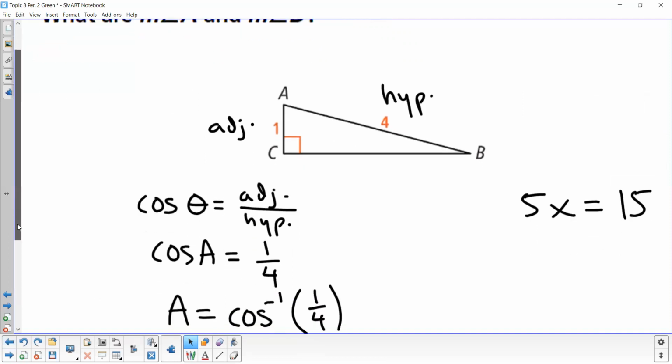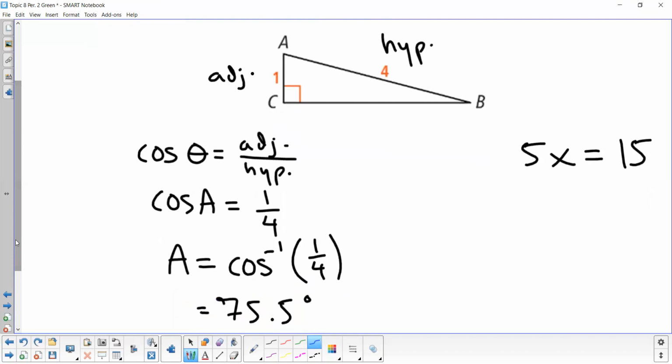Now we need to get angle B. Do we need to use trig though? That's 75.5 and it's a right triangle. This is just 14.5, right? Now, I'm no fortune teller, but I bet if you hit sine inverse of 1 over 4, you'd also get 14.5 degrees.